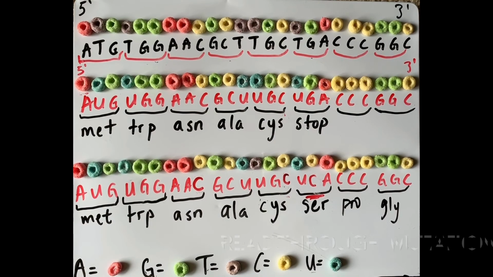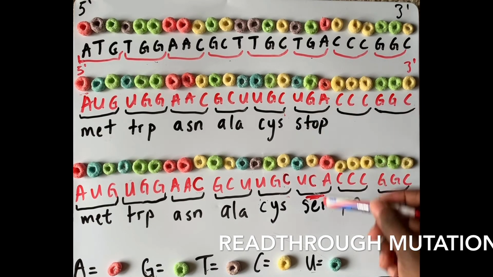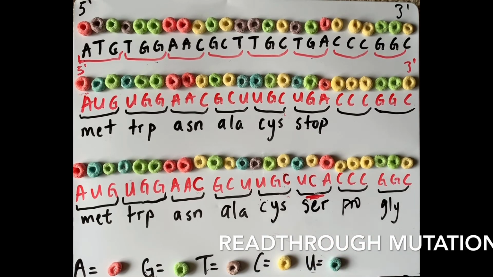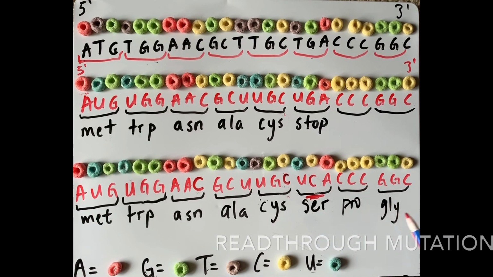Moving on, here I have denoted the last point mutation, which is the read-through mutation. And the read-through mutation is when a single nucleotide is mutated and it results in the change of a stop codon to an amino acid. So here we have UGA, which represents a stop codon, that's now being mutated to UCA, which is serine. And serine is an amino acid, so we went from a stop codon to an amino acid, which makes it a read-through. So since it doesn't stop, it just keeps reading, and it reads proline and glycine.